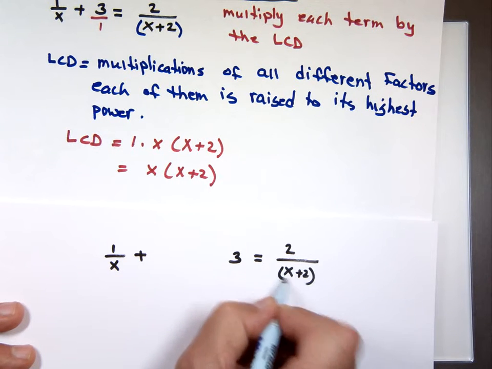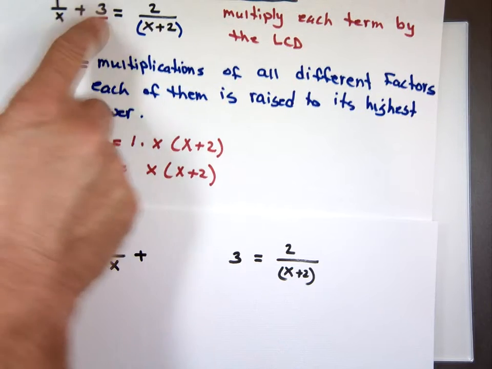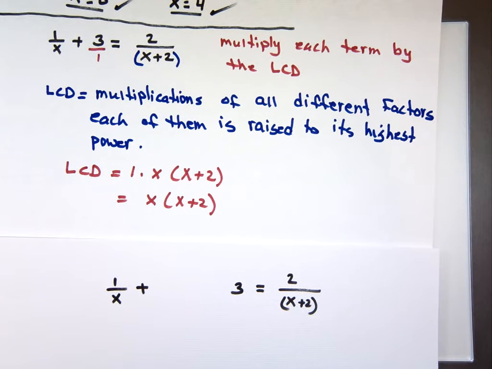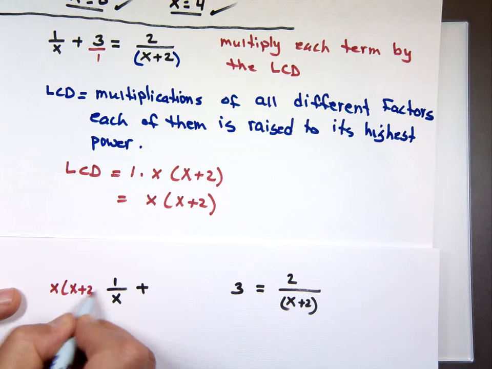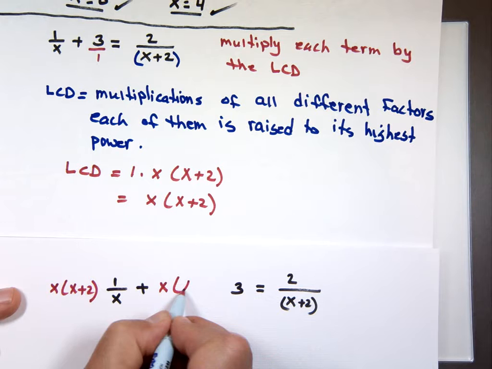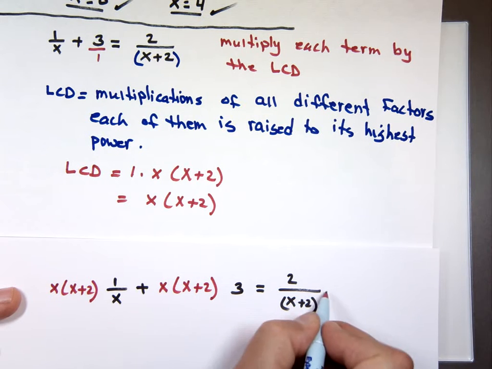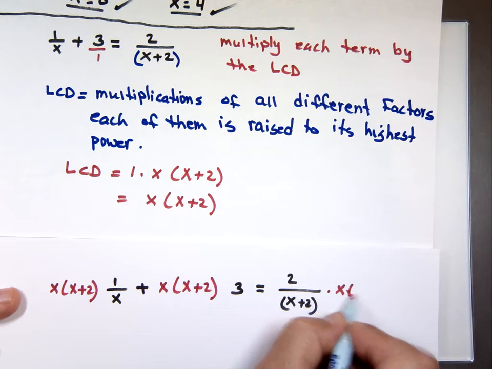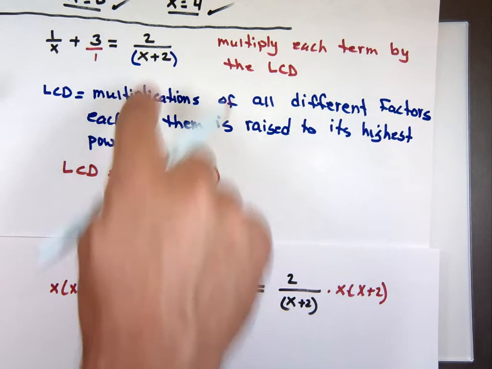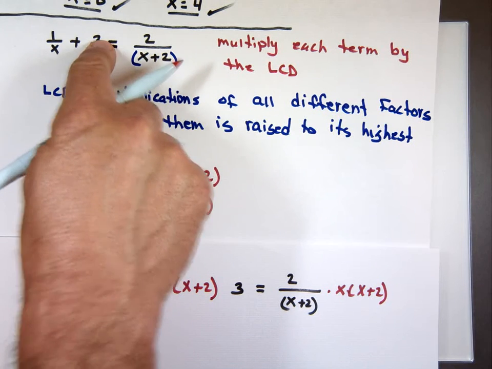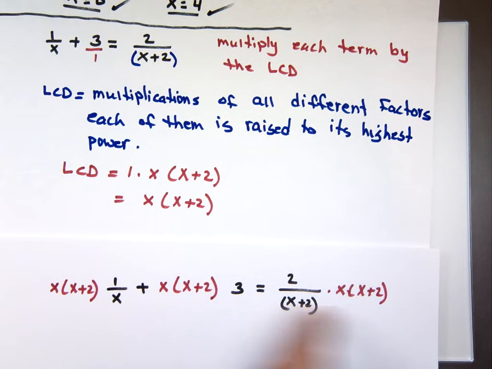So let me multiply each one of these terms by the LCD, which is x times x plus 2. Notice I took that problem up here, and I'm multiplying each one of them by the LCD. Now let's clean it.